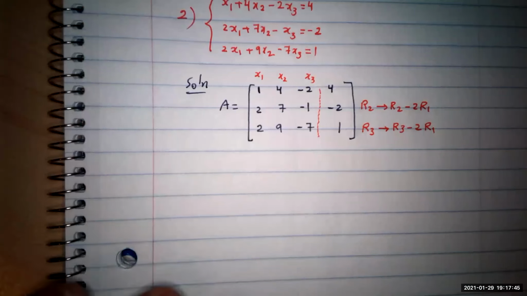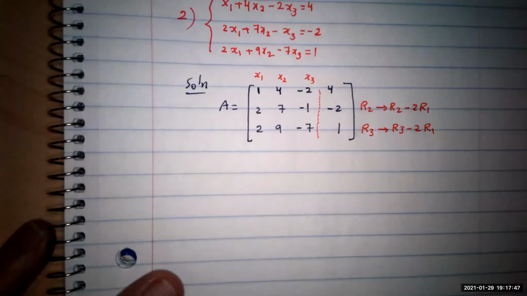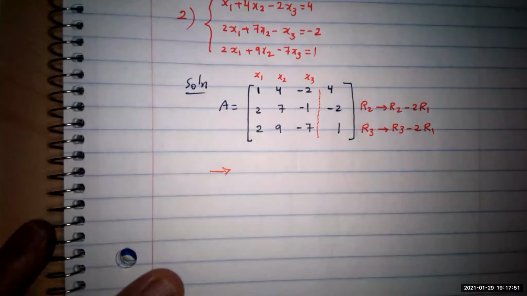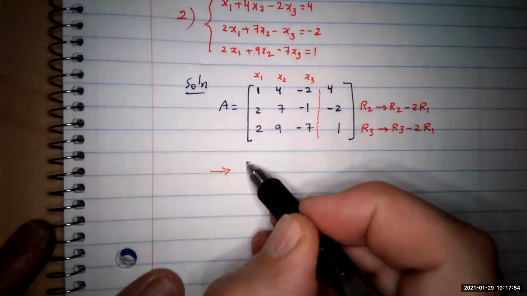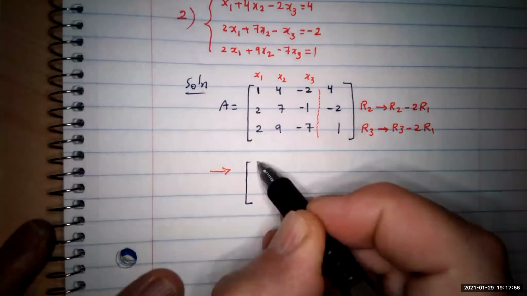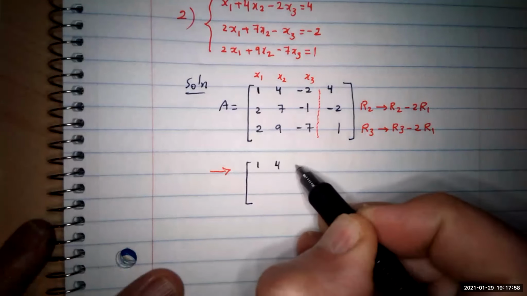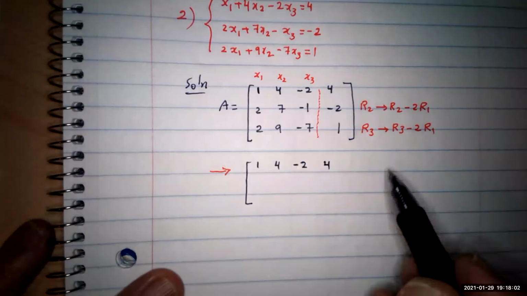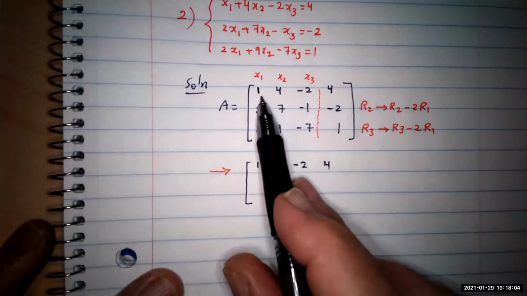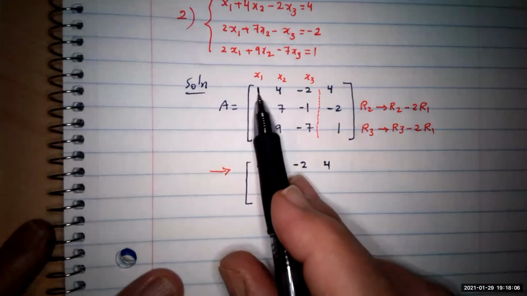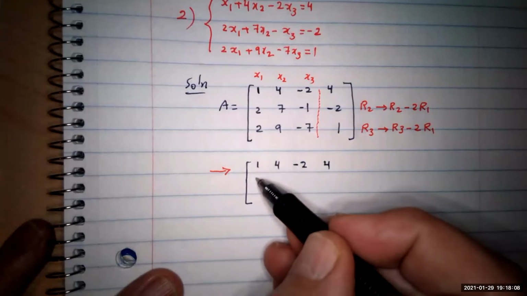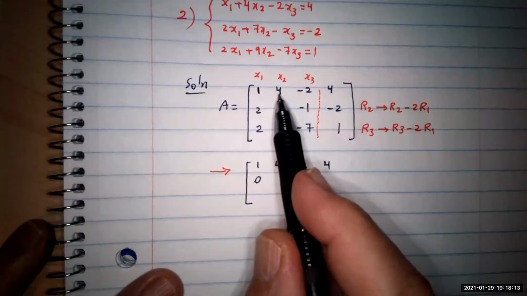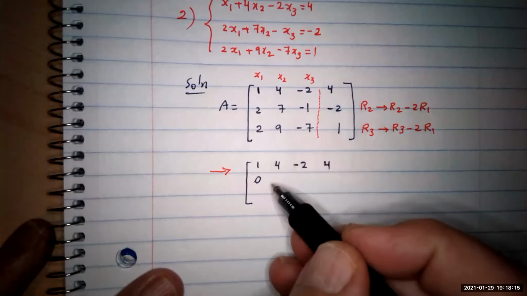Okay, so quickly we take care of the first column. So the resultant matrix is going to be equivalent to the original one. The first row is going to be unchanged. We get the 1, 4, negative 2, and 4. Okay, the second one, R2 minus 2R1. This is 2 minus 2 times 1, so that gives you 0. Okay, this is 7 minus 2 times 4, which is negative 8, so that gives you a negative 1.